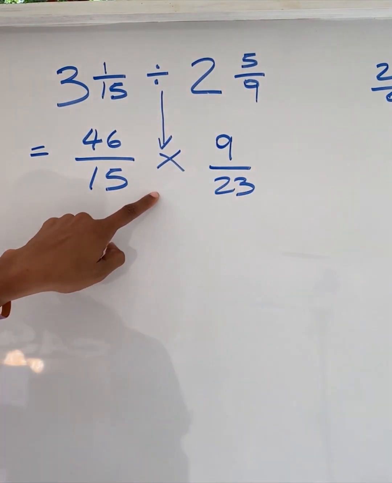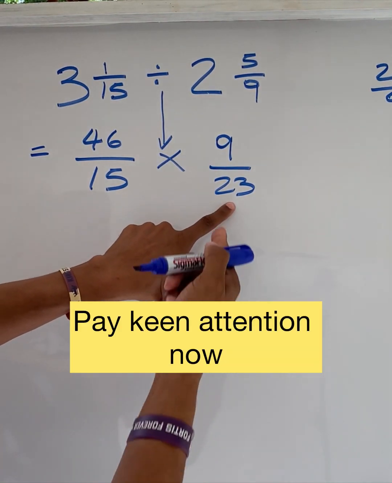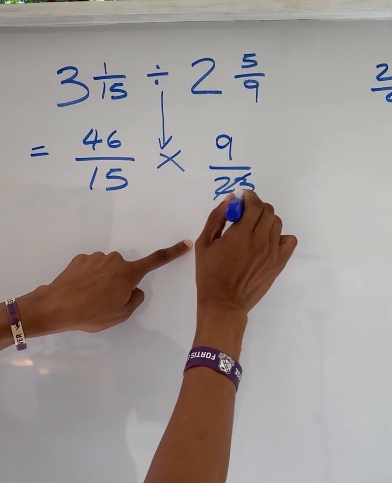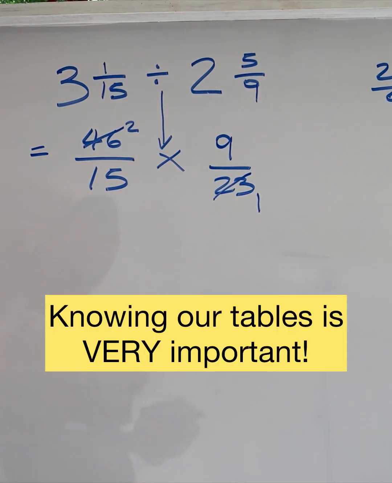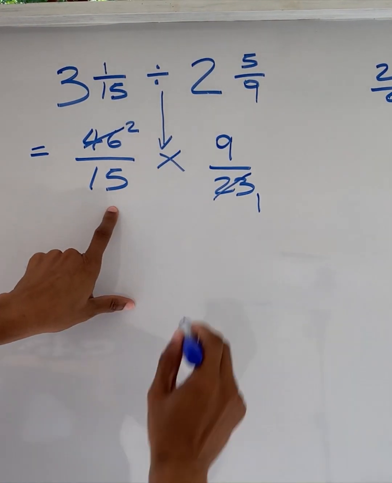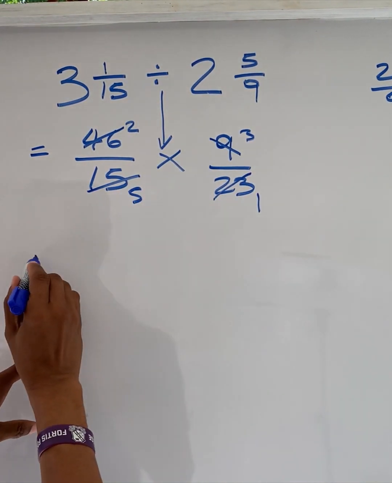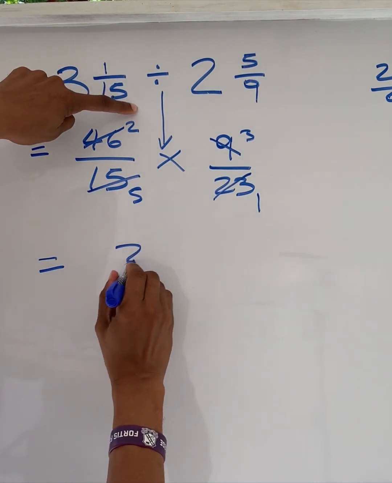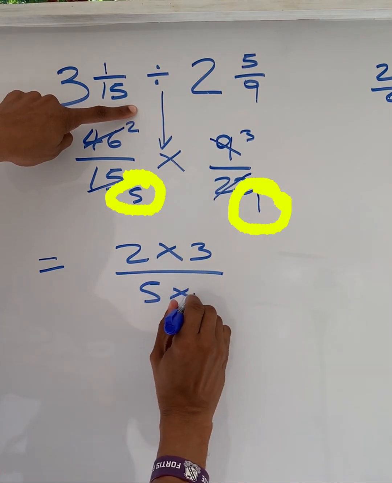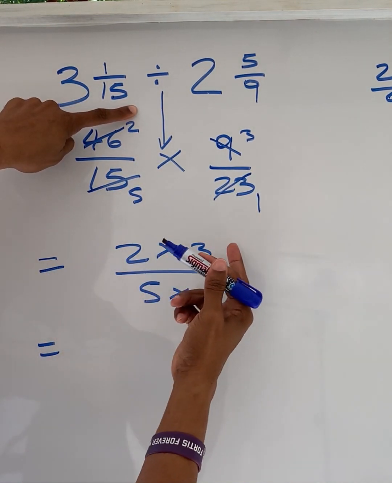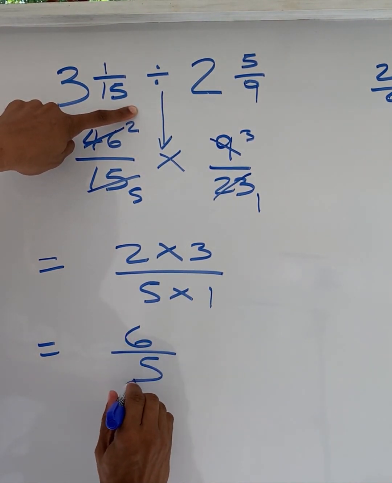Not hard at all. When we look at this, we'd realize that we can break down these fractions even smaller. For example, 23 can go into 46 two times, okay? And we can also find a factor that can go into 9 and 15 without leaving a remainder. That is 3. 3 into 9 goes 3 times. 3 into 15 goes 5 times. So let's move on. So we have 2 times 3 in our numerator over 5 times 1 in our denominator, which equals 2 times 3 is 6 over 5 times 1, which equals 5.